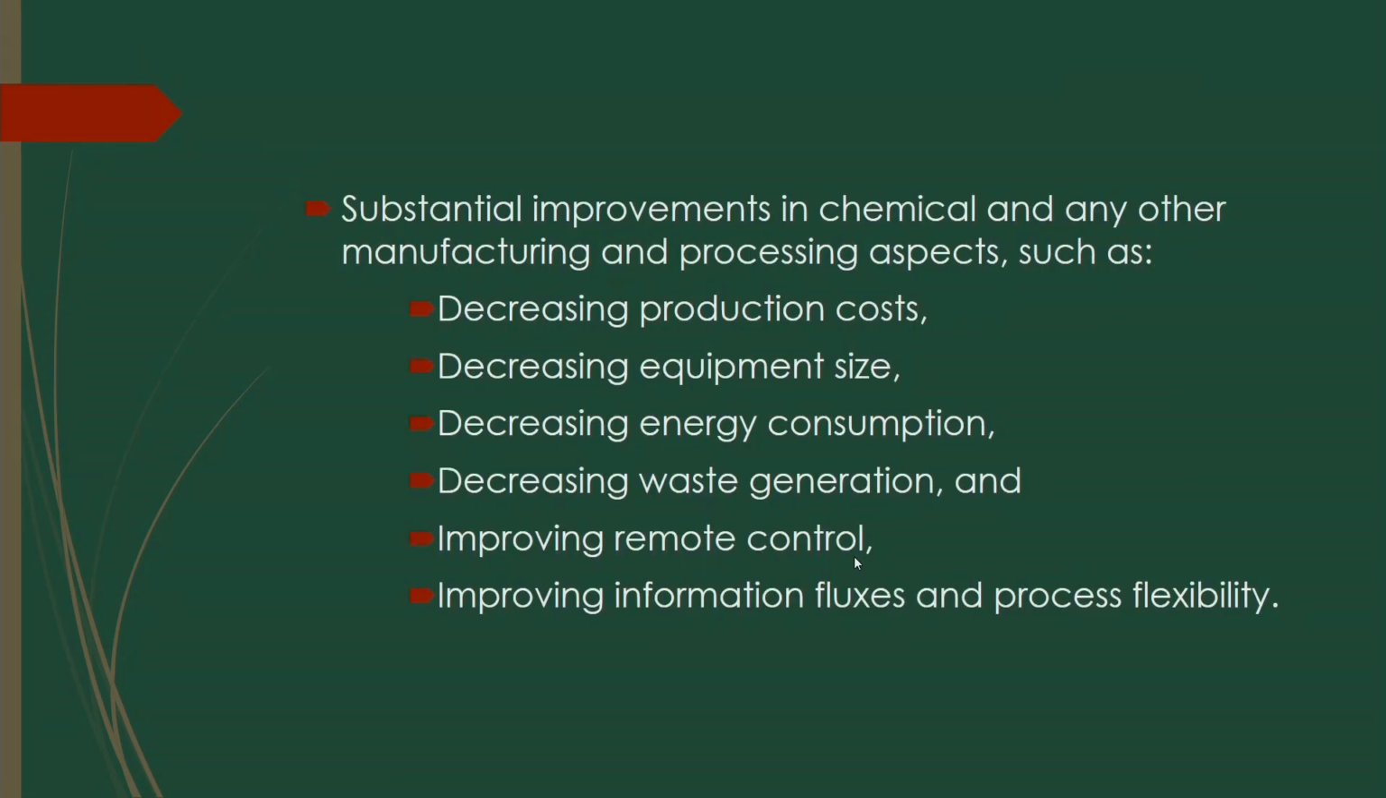Also, substantial improvements in chemical and any other manufacturing and processing aspects are also very important tools, and that depends on some factors. You have to decrease the production cost, you have to decrease the equipment size, you have to decrease the energy consumption, you have to decrease the waste generation which is coming out after the process, and also improve the remote control, and improve information fluxes and process flexibility. So, these are the main tools by which you can improve chemical and other manufacturing process aspects.